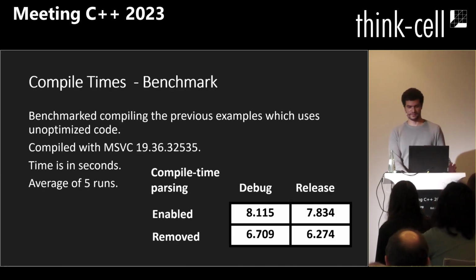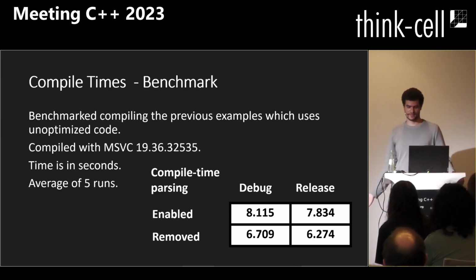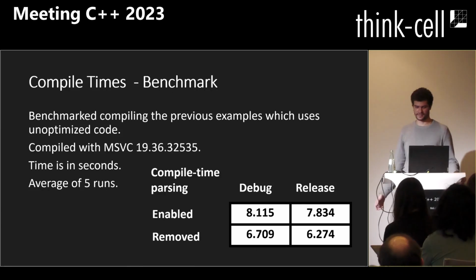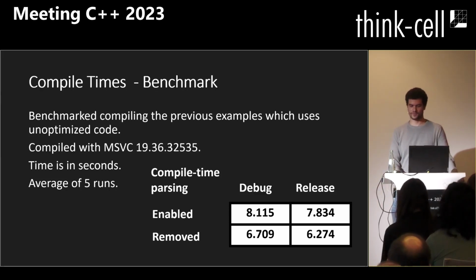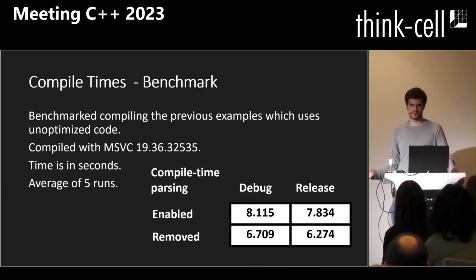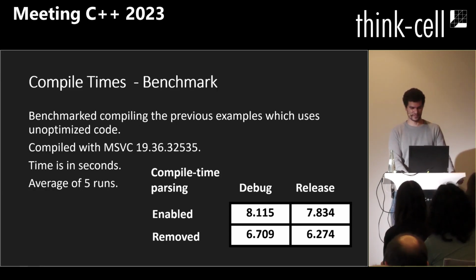But anyway, I still ran some benchmarks that can give you a rough estimate of what kind of numbers you should expect. So I used MSVC to compile, in debug and release, the examples we saw in the previous slide, which used my very unoptimized compile time parser combinator library. The numbers that you see here are in seconds and are the average of 5 runs. I didn't include the variance because it was very small. At the top row of the table, you can see how long it takes to rebuild the entire project. And on the bottom row, you can see how long it takes to build the project without any of the compile time parsing code. So around a 1.5 second difference.